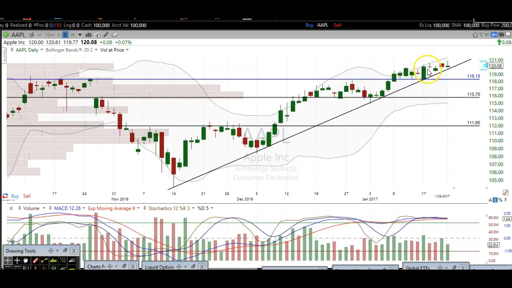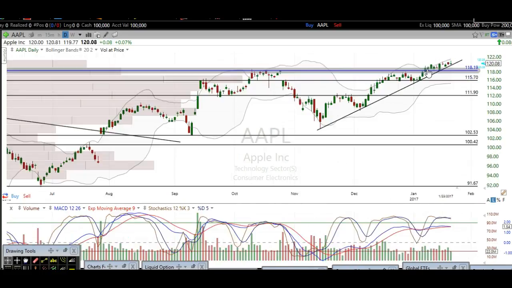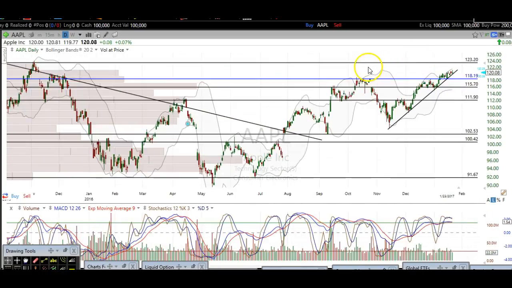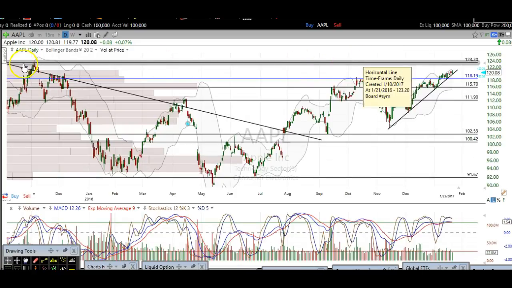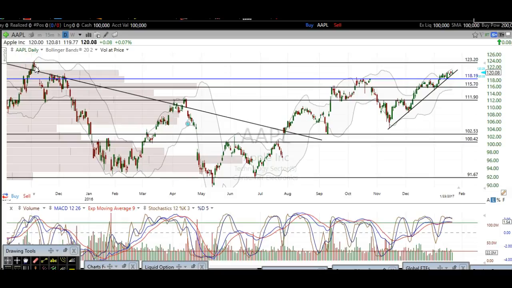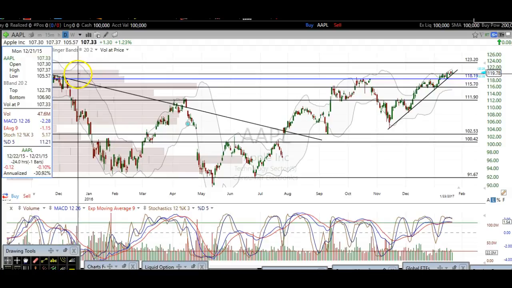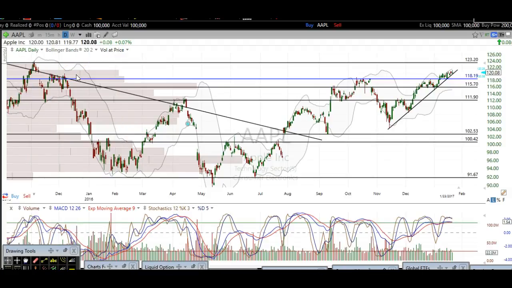More than likely, Apple's going to head higher here, and we can look for the next resistance around 123 based off of this previous high that it made back here in November of 2015. So that's definitely something that you need to be aware of here. We're over these previous highs over here at about 119 as well. So definitely think that Apple can head higher.